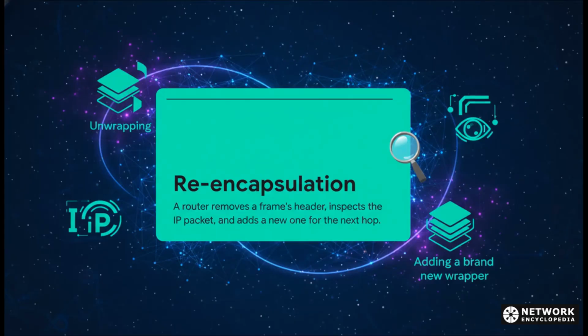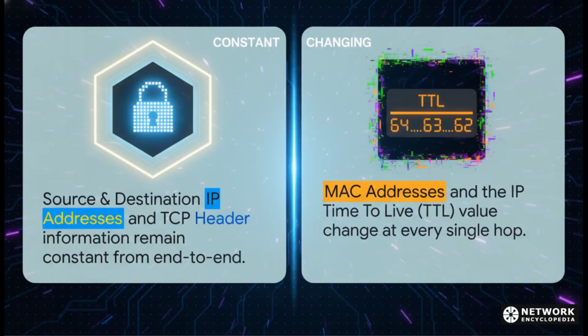scale. At every single router the packet hits on its journey, a little process called re-encapsulation happens. The router literally rips off that outermost layer, the link layer frame, so it can look at the IP address inside. Then, it throws that old wrapper in the trash and puts a brand new one on for the next leg of the trip. So this is the absolute key takeaway.